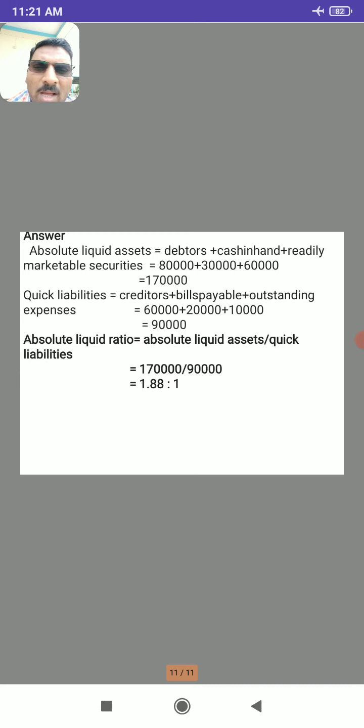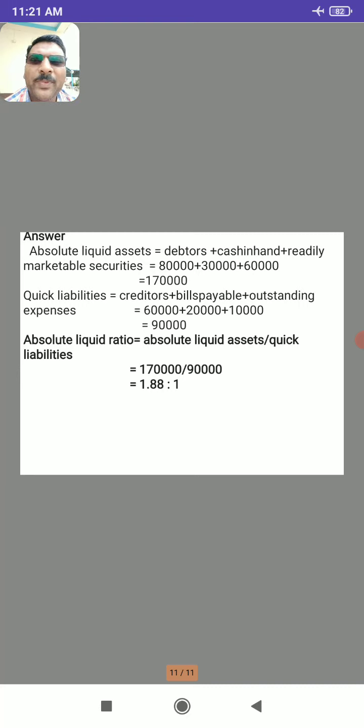So the total quick liabilities are 90,000, and the absolute liquid ratio can be calculated using the formula absolute liquid assets divided by quick liabilities. So 1,70,000 divided by 90,000. By dividing 1,70,000 by 90,000 we get 1.88 is to 1. So the absolute liquid ratio is 1.88 is to 1. Like this we calculate the absolute liquid ratio.